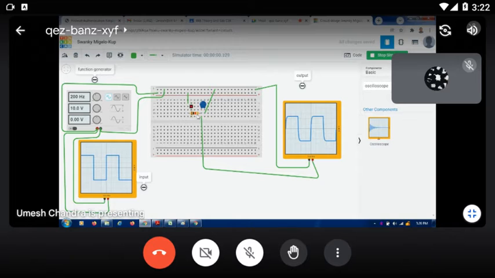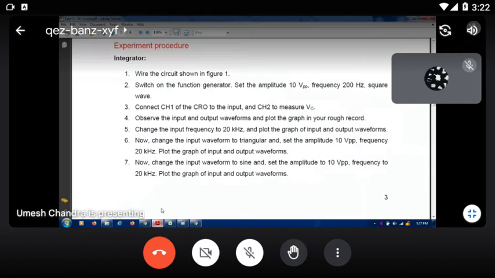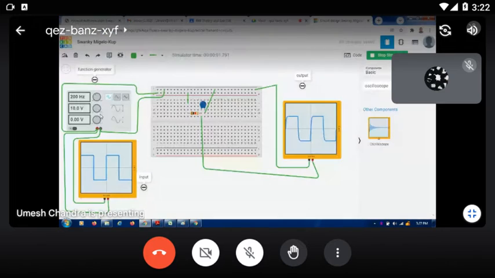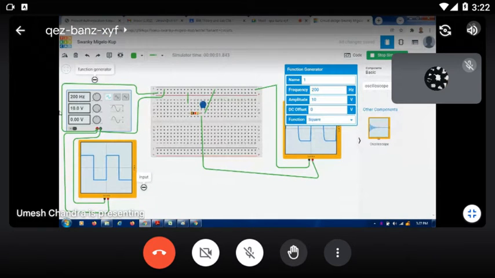This is your integrator circuit. When you give the 200 hertz square signal to the circuit, your output will be the same square signal. But when you change the input frequency to 20 kilohertz, then plot the input and output waveforms. Click on the function generator, change 200 hertz, and write 20 kilohertz. Then what is your output?